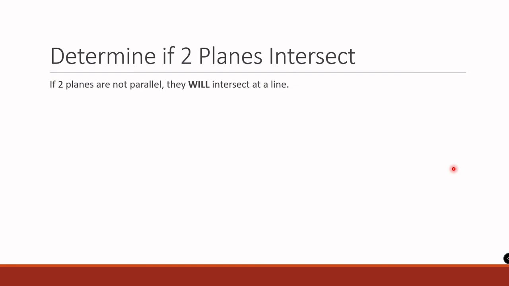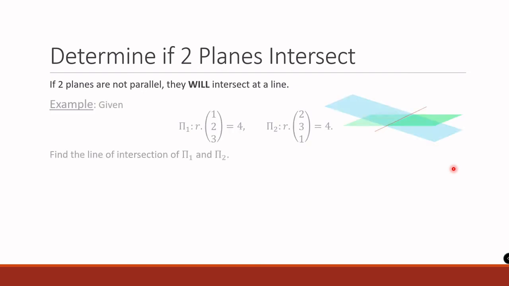Okay, and if two planes are not parallel, then they will intersect at a line. Look at this example. If two planes are not parallel, we know for sure at some point they will intersect at a line. So the line here is the red line here. So consider this example. The two planes, the formulas are like that. To find the line of intersection, we have two methods.